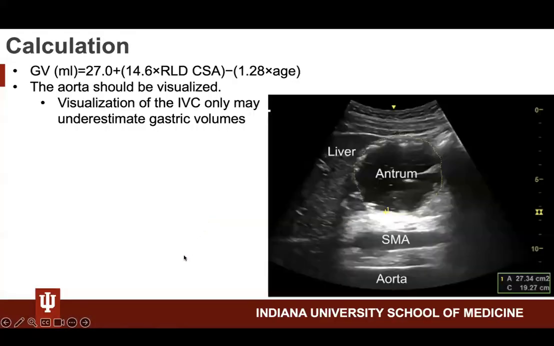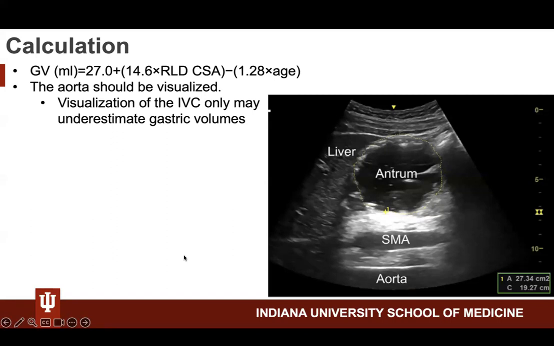In this image, the gastric antrum's cross-sectional area is 27.34 centimeters. Plugging this information into our equation, we now have 27 plus 14.6 times our right lateral decubitus cross-sectional area of 27.34 minus 1.28 times the age of the patient. Assuming this patient is 40 years old, we have a calculated volume of nearly 375 milliliters. Assuming that this patient weighs 80 kilograms, we find the patient's gastric volume is 4.7 milliliters per kilogram.